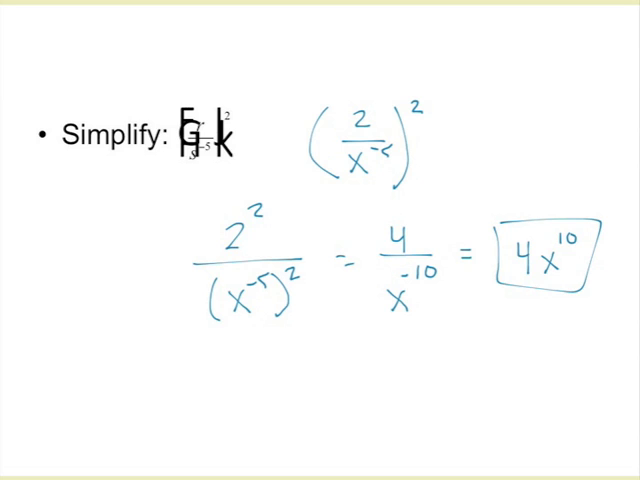So the 4 stays where it is. It doesn't have any problems. It doesn't need to move. But that negative exponent needs to move. And negative exponents move to the part of the fraction that they are not in. Okay? So if it's on the bottom, it goes to the top.